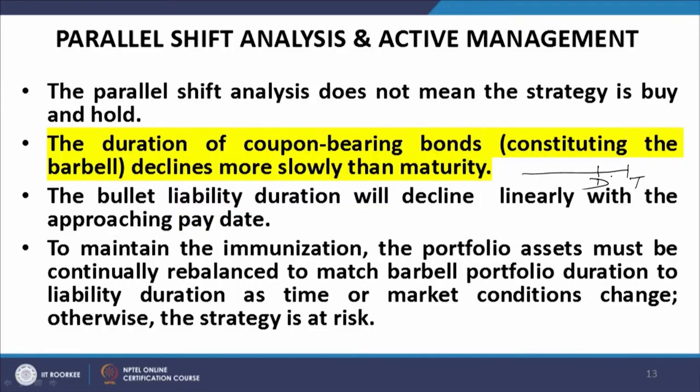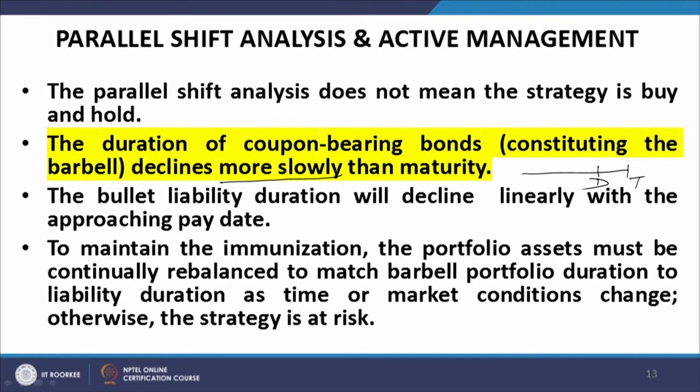And what does it mean? It means that the rate of amortization of D has to be less than the rate of amortization of T. So, that is the point. The duration of coupon bearing bonds constituting the barbell declines more slowly, because the duration is less than capital T, less than the maturity, and it has to be amortized over capital T. Therefore, the rate of decline of the duration as the bond approaches its maturity will be lesser than the rate of decline of its maturity. The bullet liability duration will decline linearly with the approaching pay date because it is a zero coupon bond. So, as far as the duration of the bullet liability is concerned, it is equal to its maturity, and therefore, both of them will decline at the same rate, that is linearly with the passage of time.